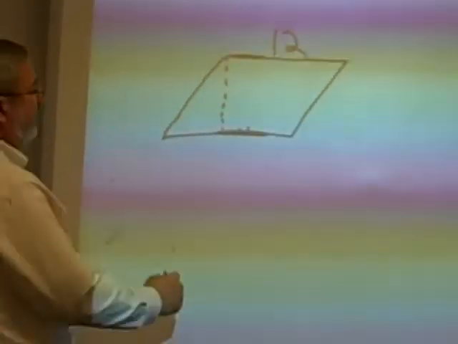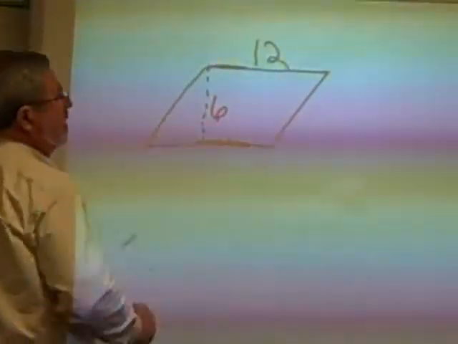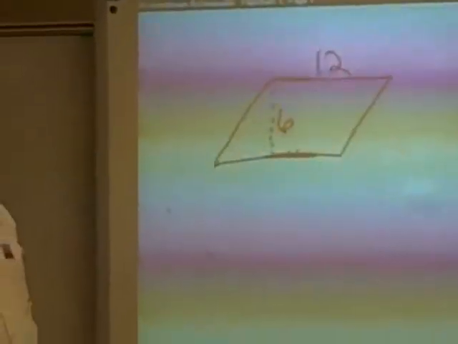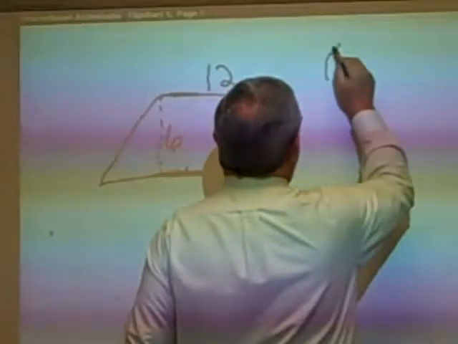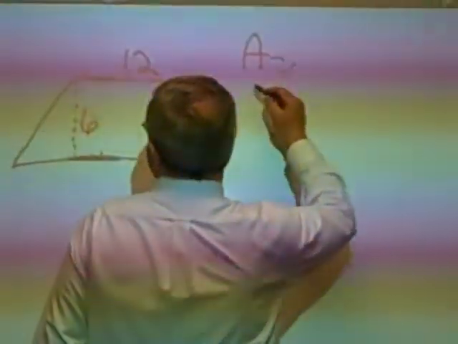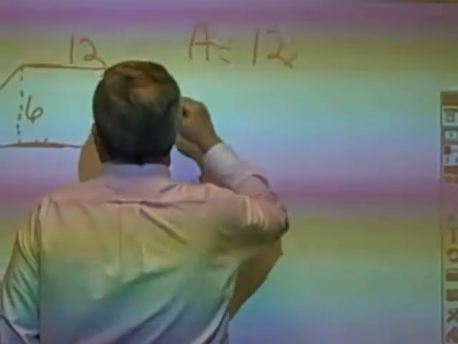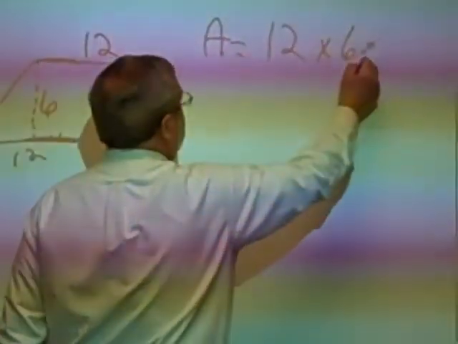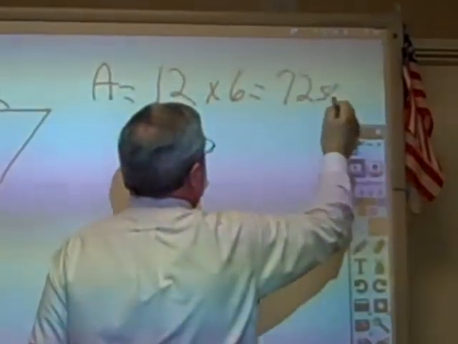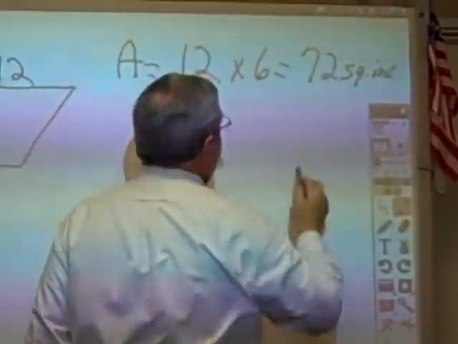Okay? Now, if the height of this figure is 6, and I want to find the area, I'm simply going to take 6 times 12, and this time, instead of calling it length times width, we're going to call it base times height. And if my base is 12, I could put that down here just as easily, times 6. So I would have 72 square inches.